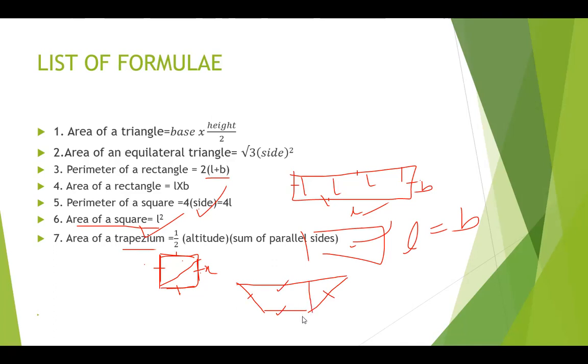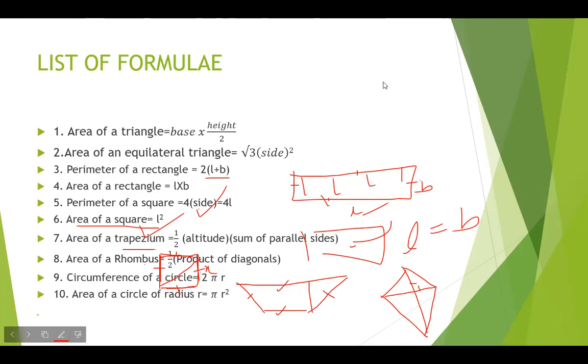Then area of a rhombus. You know, in the rhombus, all four sides are equal like this and the diagonals intersect at 90 degrees. Then 1 by 2 into the product of these two diagonals will give us the area of a rhombus. Then circumference of a circle. When you take the circumference of a circle, it is 2 pi r. Whereas the area of the circle is given by pi r square, that you know.